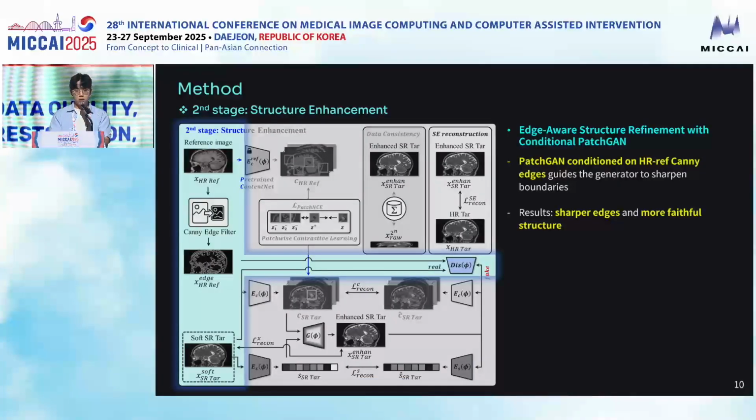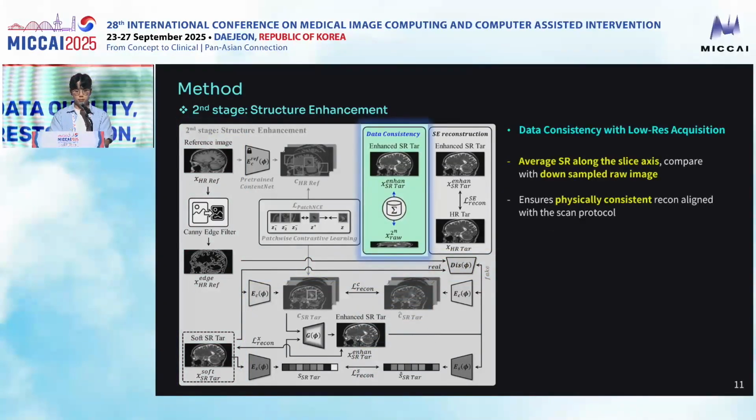Next, we enhance the edges using a conditional patch GAN guided by the edge map of the high-res reference. This forces the model to recover sharper edges and more faithful structure. Finally, we enforce data consistency. The SR output is averaged along the slice axis and compared with a downsampled raw image. This ensures that the results are not just visually plausible, but also physically consistent with the scan protocol.